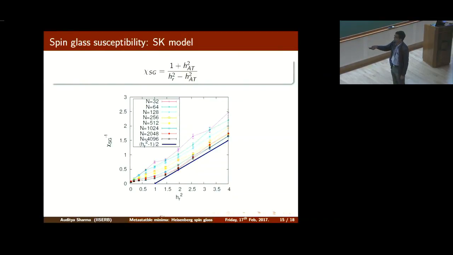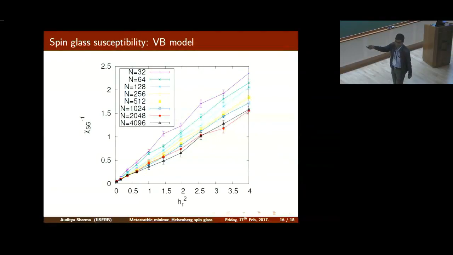We also computed this for the Viana-Bray model. I just have a couple of slides. The Viana-Bray model doesn't seem to show any divergence here, although the ground state of this model is also supposed to be sensitive to an AT field. There is an AT line which apparently is not being spotted for the diluted model. So this is also something that I want to understand, whether this works or not in general.